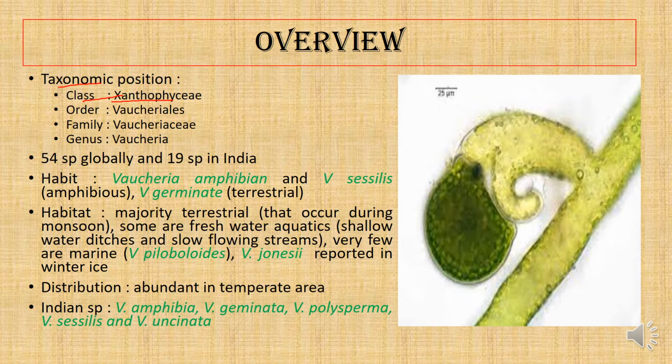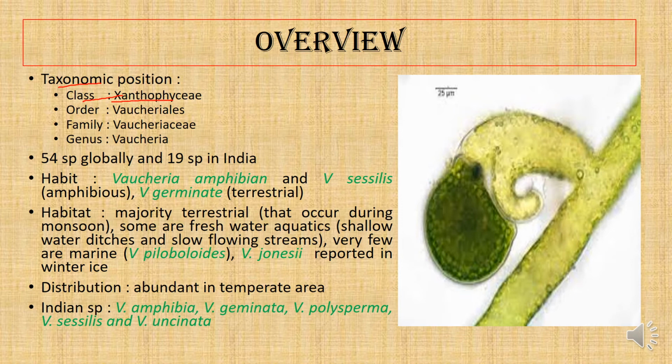Second reason is the reserve food matter. We have earlier studied various Chlorophyceae algae, and we have seen that Chlorophyceae contain starch as a reserve food matter. But like the other members of the Xanthophyceae, Vaucheria has oil droplets as reserve food matter.